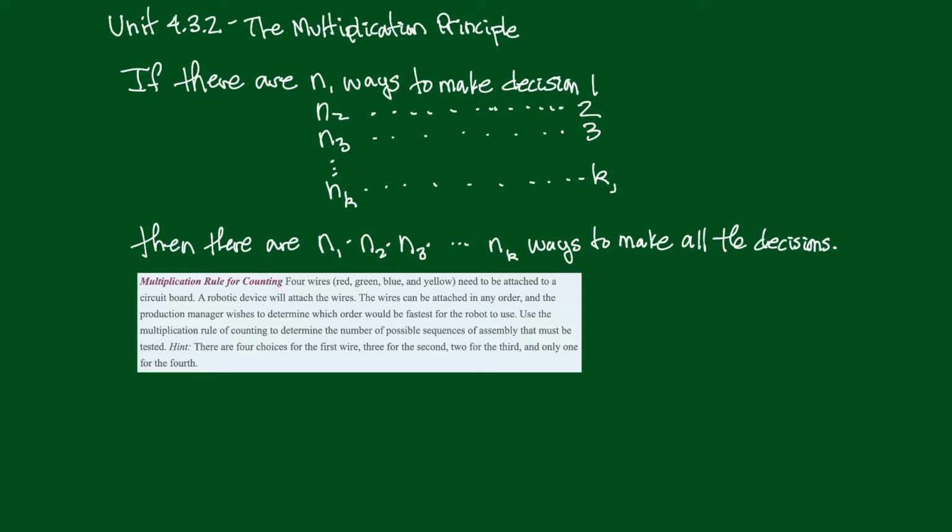We've got 4 decisions to make: where the first wire is going to go, where the second, where the third, where the fourth. For the first decision, there are 4 wires, so 4 ways to connect those. Choose any one of those 4 colors. The second decision, there's only 3 wires left, so there are 3 ways to make that decision. For the third decision, there's only 2 wires left, and for the fourth decision, there's only 1 wire left. So there's a total of 4 times 3 times 2 times 1. That's 12 times 2, which is 24 ways to make all these assemblies.